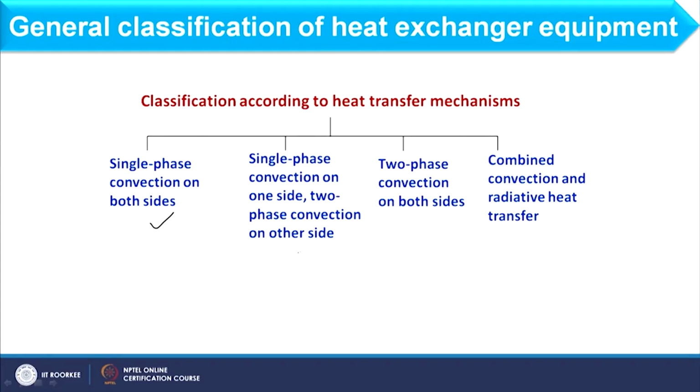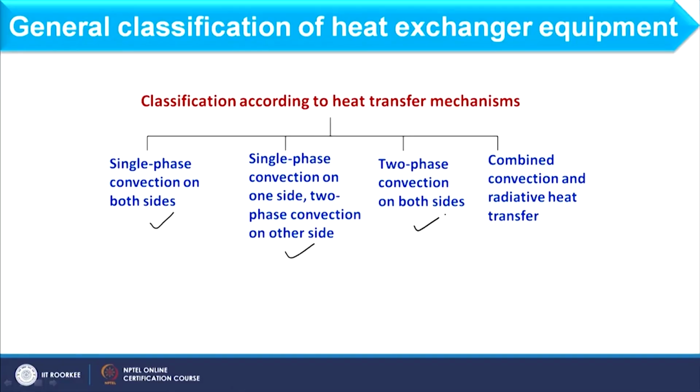Second is single phase convection on one side and two phase convection on the other side. To give an example, let us say we have a condenser. What will happen in a condenser? We have vapor which is to be converted into liquid. So, phase conversion occurs on one side of the exchanger, and on the second side of the exchanger we usually have water or the cold fluid. So, this is the example of single phase convection on one side and two phase convection on the other side.